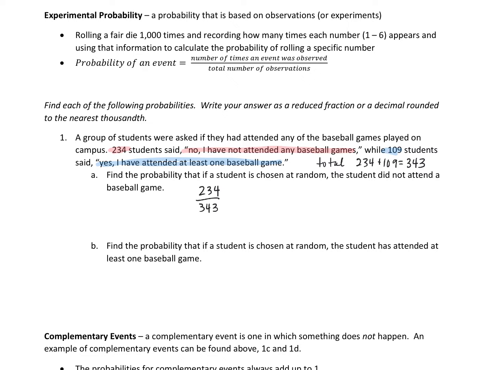Now, that might not be in reduced form. If you're not sure if it's in reduced form and you have the option to put it in decimal form, that's what I would do. So you would just divide 234 by 343. And we want to round it to the nearest thousandths. That is 3 numbers after the decimal. So 0.682.